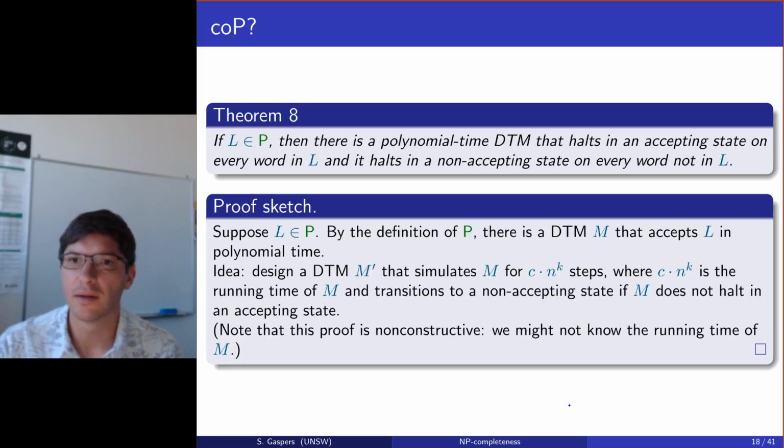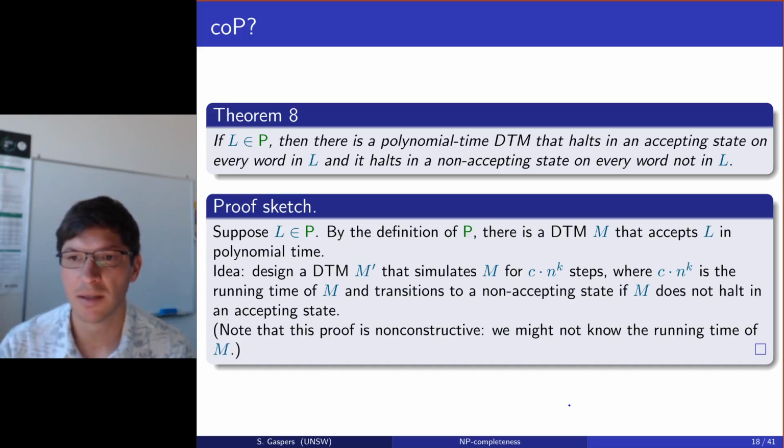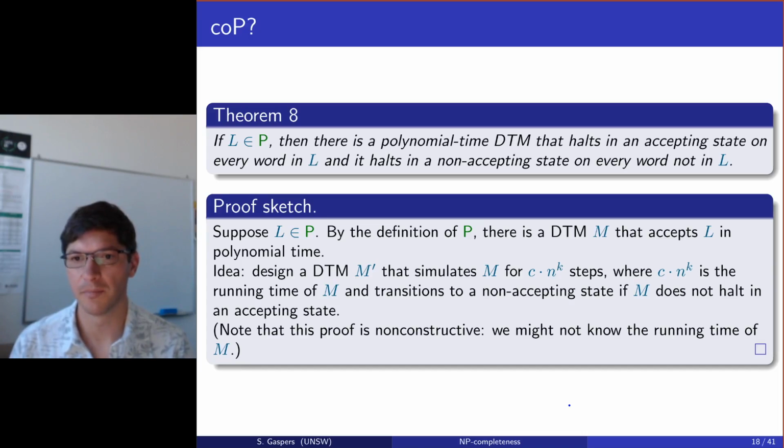Okay, let's try and prove this theorem 8. So suppose we have a language in P. Now, by the definition of P, there must exist a deterministic Turing machine, M, that accepts this language in polynomial time. And so basically what we need to do is find a deterministic Turing machine, M prime, that simulates M for a polynomial number of computation steps. And this is the running time of the machine M.